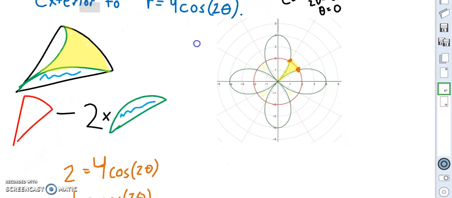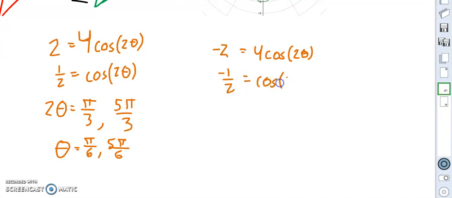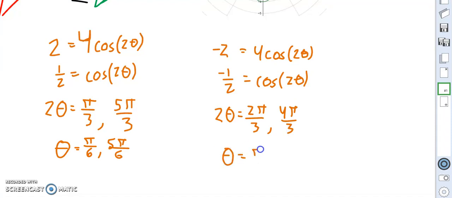But how I would actually do it would be, I would take 4 cosine of 2 theta equal to negative 2, divide. 2 theta must be equal to 2 pi over 3, or 4 pi over 3, which makes theta equal to pi over 3, or 2 pi over 3.